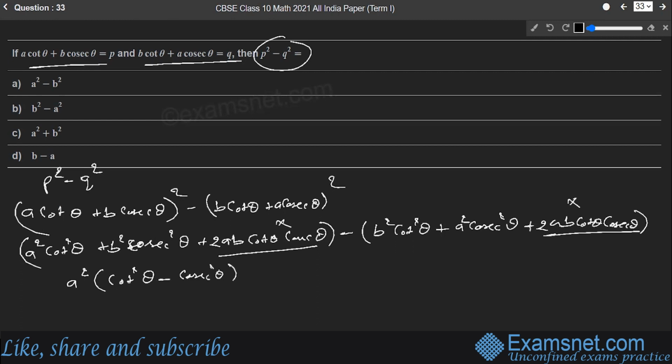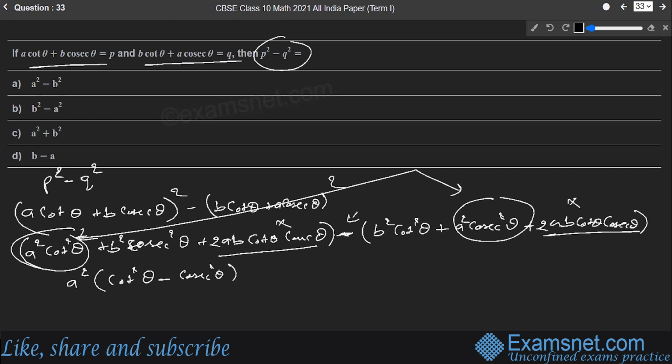Okay, that is this. A square has been taken common between these two terms. So if we take a square common, we remain with cot square theta minus cosec square theta, because the minus is here. Similarly, if we take b square as common, let us have a minus in front so that it comes in the proper identity form. If you take minus b square common, the signs are interchanged. So the plus one has become minus and the minus one has become plus. So it's coming out to be cot square theta minus cosec square theta once again.